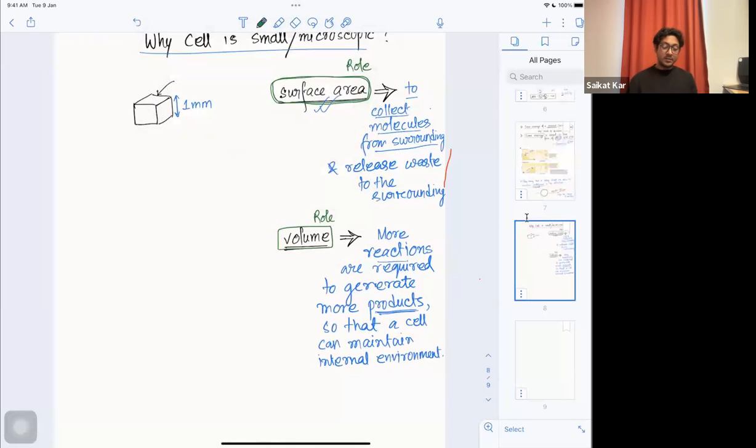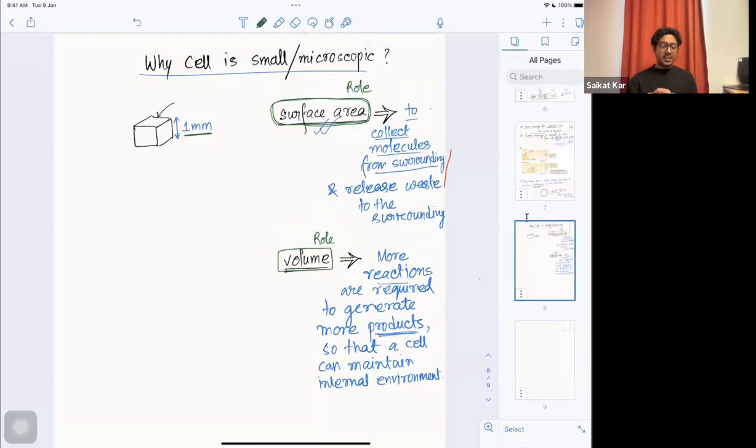Now let us see. When a cell is very small, say one side of this cube is 1 millimeter, then the area formula is 6a squared. So area becomes 6 into 1 squared, so 6 square millimeters for this cube. And the volume of this cube is a cubed. So a is 1 millimeter, so 1 cubic millimeter.